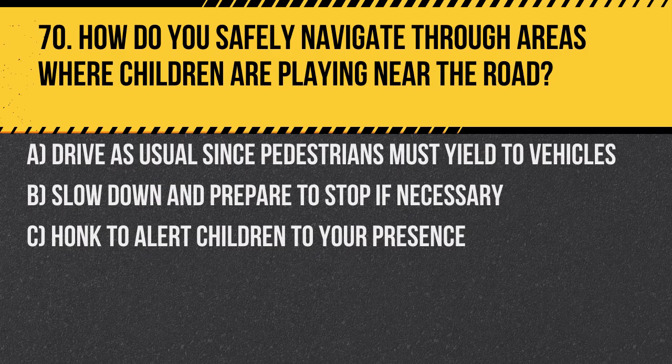Question 70. How do you safely navigate through areas where children are playing near the road? A. Drive as usual, since pedestrians must yield to vehicles. B. Slow down and prepare to stop if necessary. C. Honk to alert children to your presence. Answer: B. Slow down and prepare to stop if necessary. Children may unpredictably enter the roadway, so extra caution is advised.